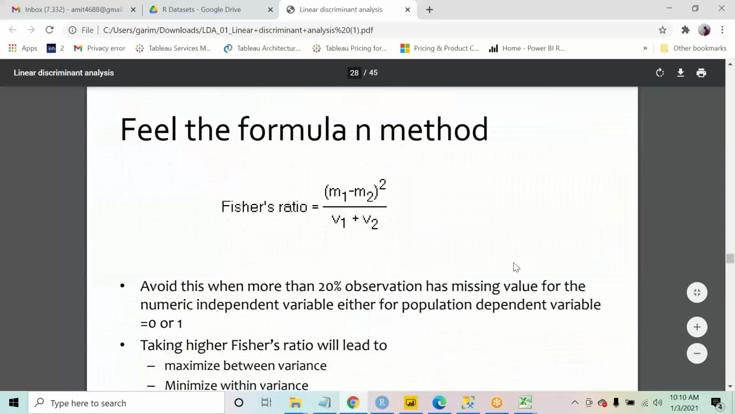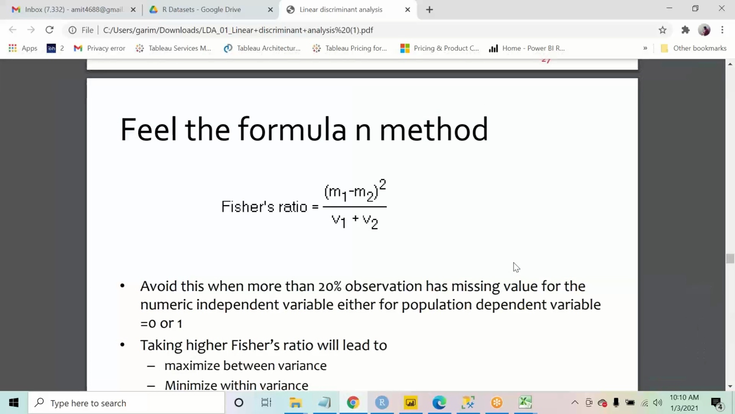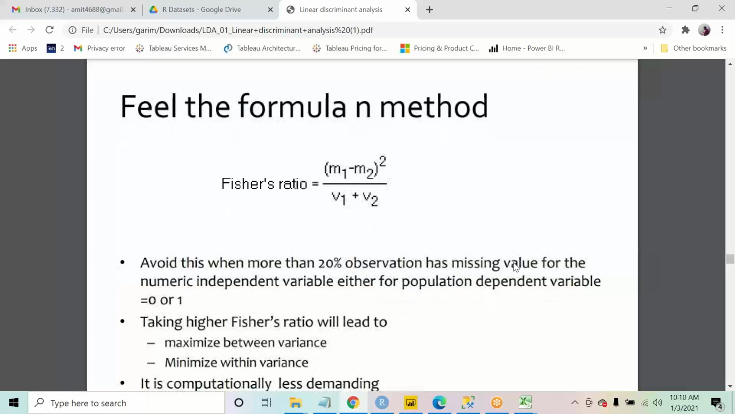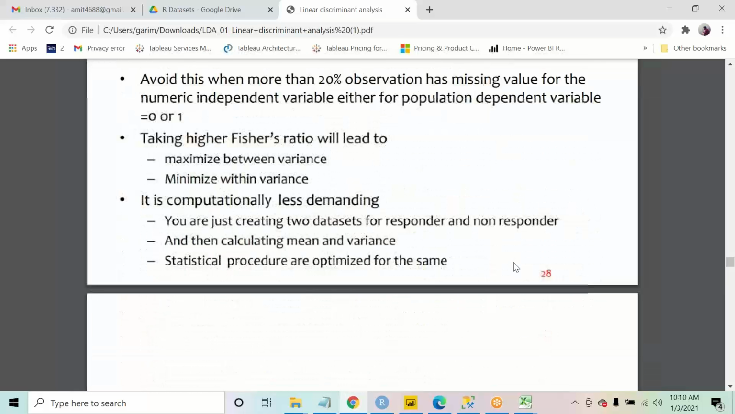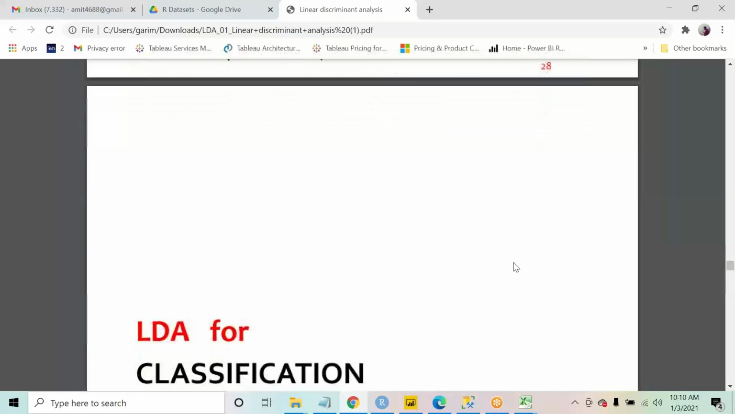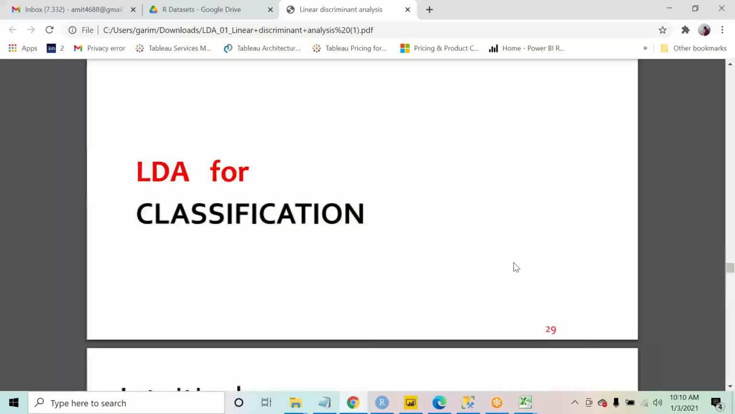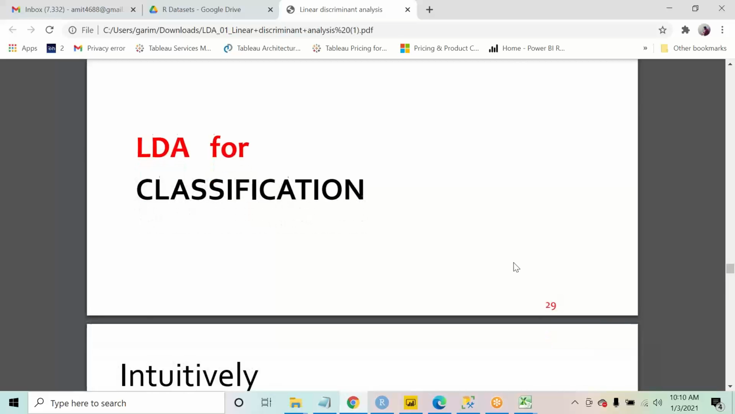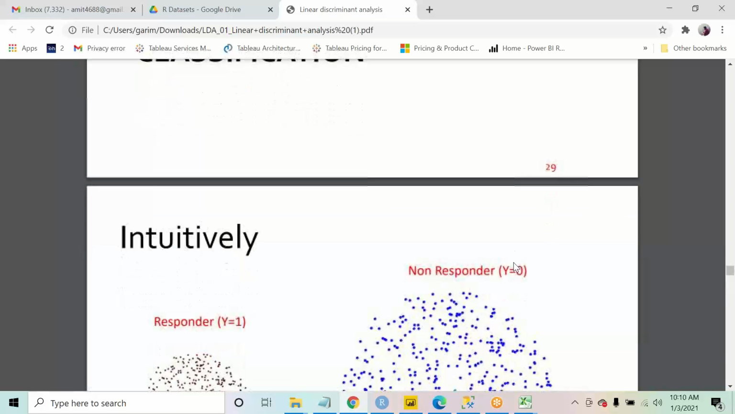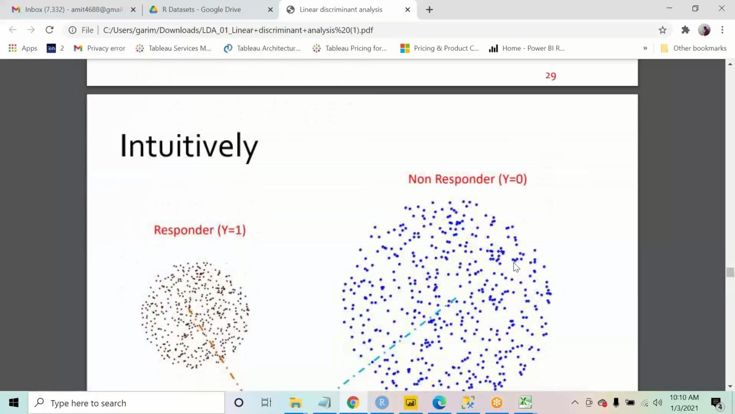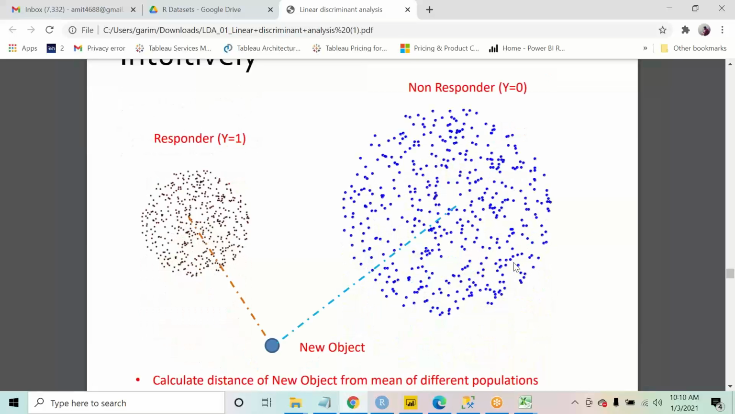Okay, so we have seen how we can calculate the Fisher's ratio, and how we can use that variable to identify which variables are significant and which are not. Now, what we will be doing is understanding this LDA, how we can use this for the classification purpose.